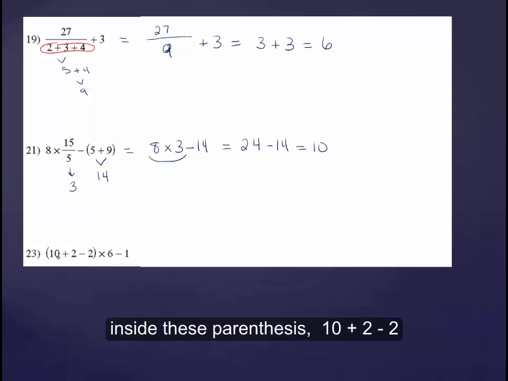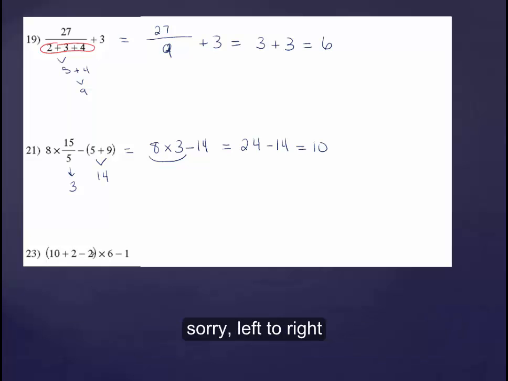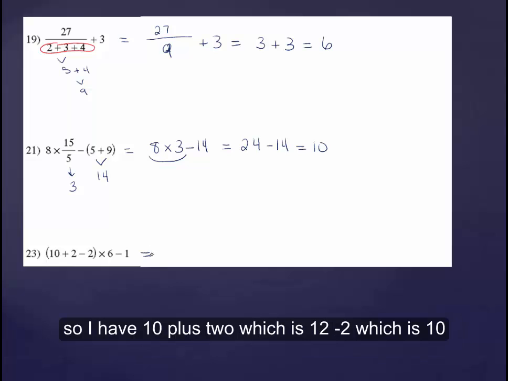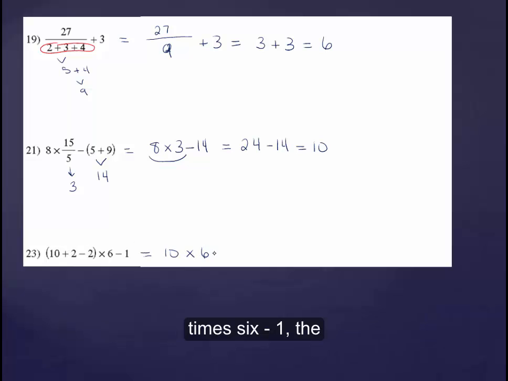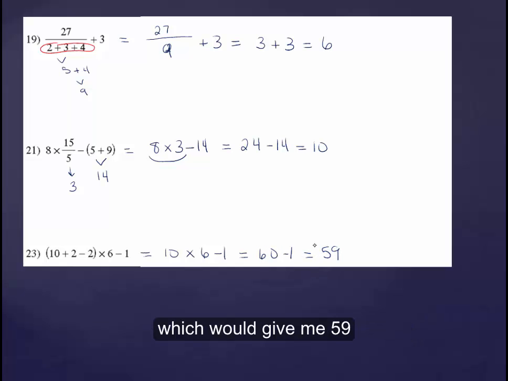Inside these parentheses, 10 plus 2 minus 2. Doesn't matter which order really I do these first in, but I'm going to go in order left to right. So I have 10 plus 2, which is 12, minus 2, which is 10, times 6 minus 1. Multiplication comes next, so I have 60 minus 1, which will give me 59.